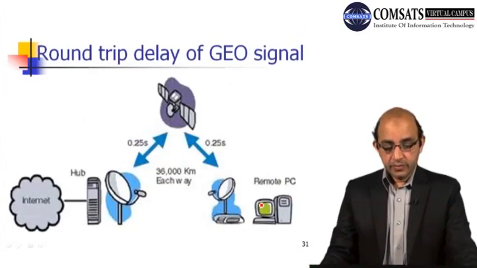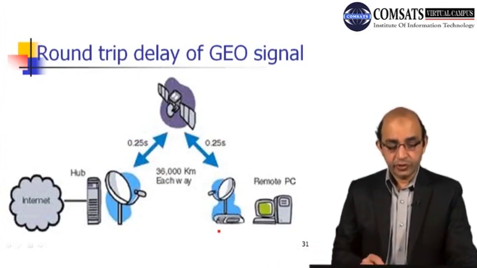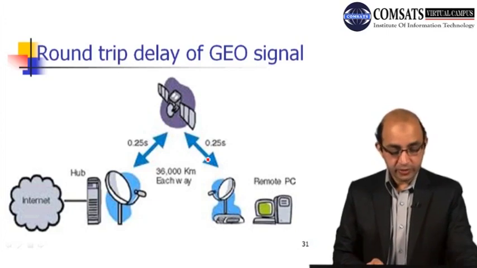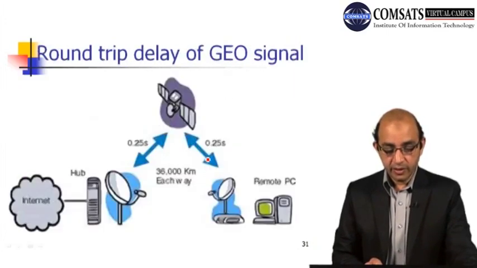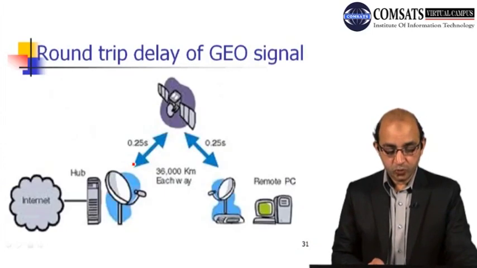Okay, so here we have tried to show the round trip delay of a GEO signal. You can see that this is 0.25 from ground station to the satellite. So again from ground station to satellite. So if I need to calculate the round trip time, right, you can see I have to multiply this by 4, 2, and 2.